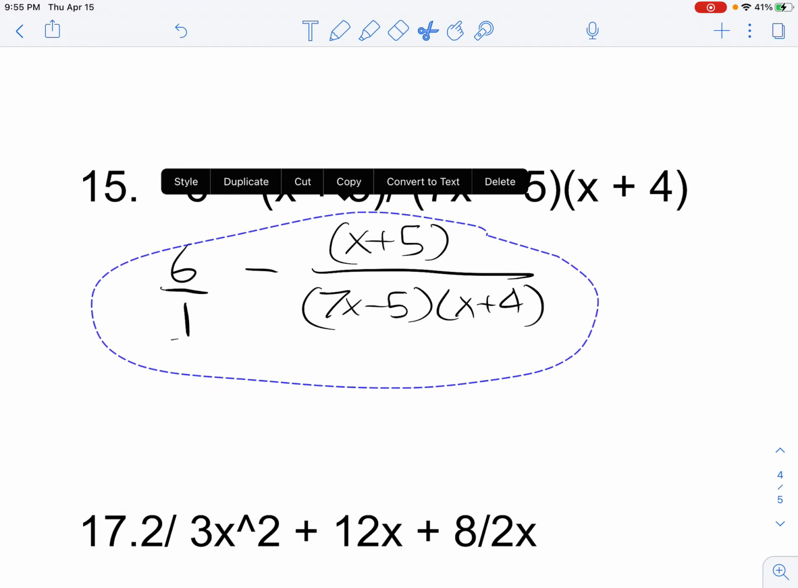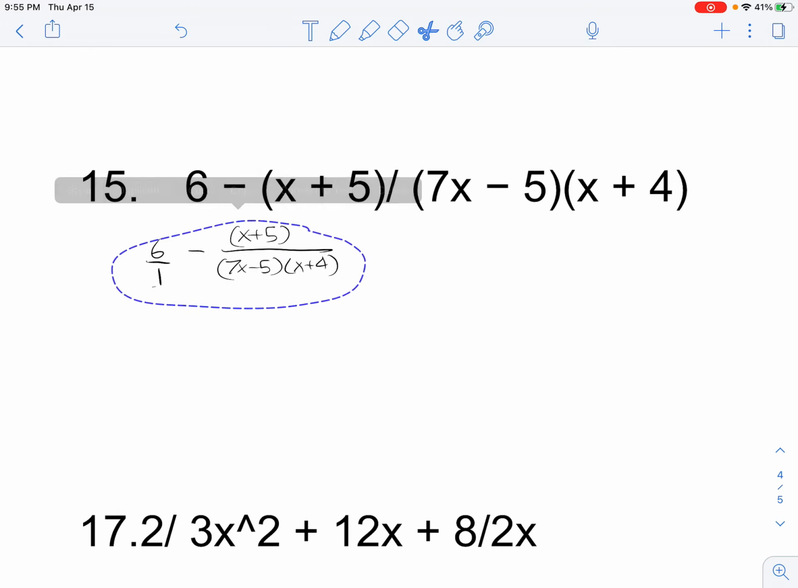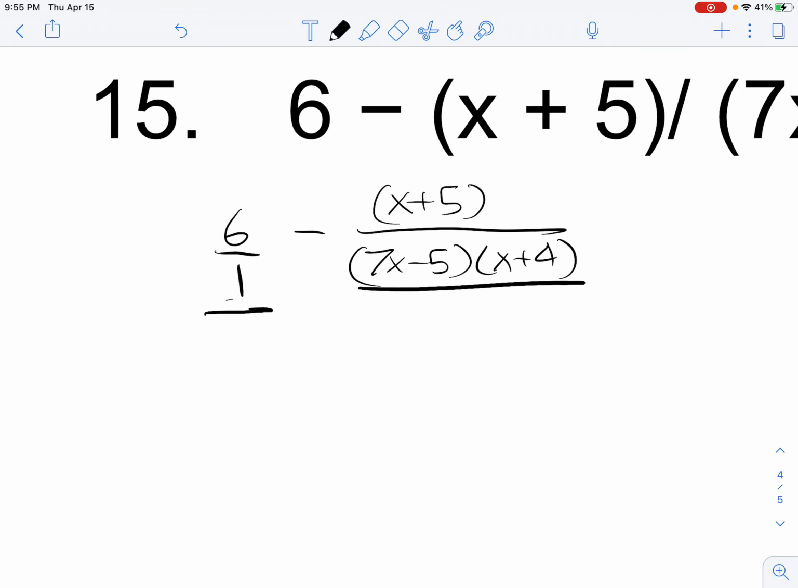What we have to do is multiply the opposing denominators of the other side. If I do 7x minus 5 times x plus 4, let's start with here, and then I just multiply by 1 on the bottom and times 1 on the top. Remember, I'm just multiplying each term by 1, considering that 1 over 1 is still equal to 1. So I'm not changing anything. The value is still consistent.